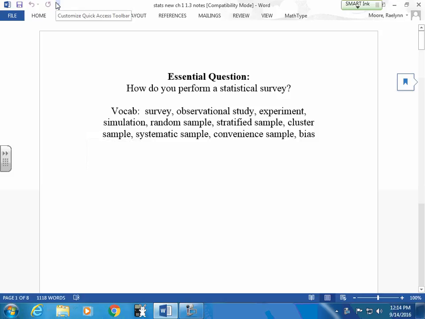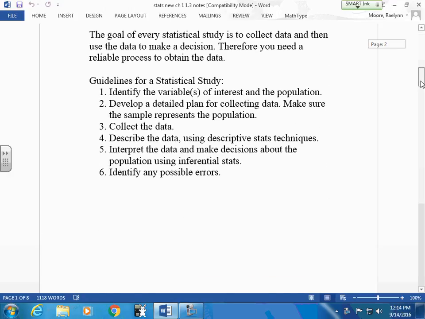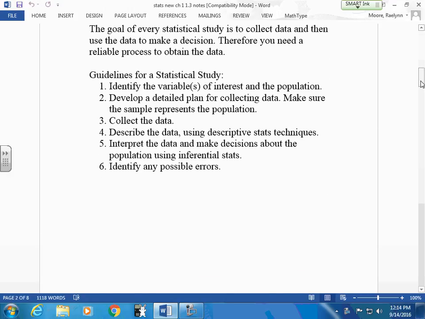Going to take a look at a couple of these things and see where they get us. The goal of every statistical study is to collect data, process this data, and use this data to answer a question, make a decision, make an inference about something. Therefore, this is the most critical part. You need a reliable process to obtain your data.